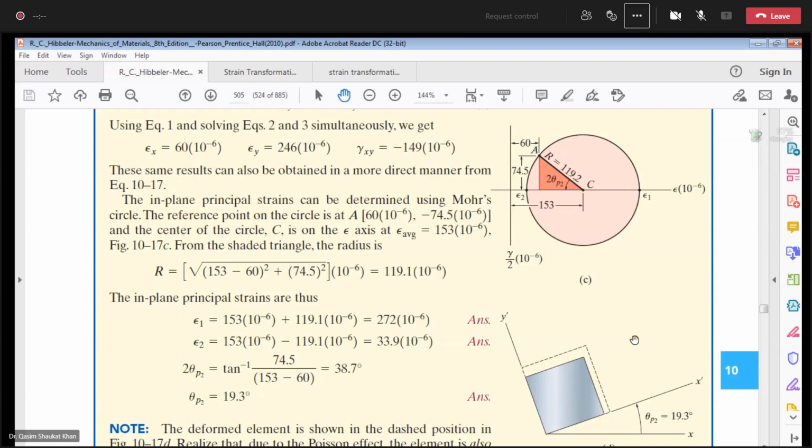Yes sir, same answer. Epsilon 1 or epsilon 2. You have used the equation now. One thing you can see is what they are doing: they have calculated the resultant, which is the square root of epsilon x minus epsilon y over 2 square plus gamma xy over 2 square, and under the root of this they calculated R. Then epsilon 1 is simply the average strain plus the radius, and epsilon 2 is the average strain minus the radius. You can see this as well.